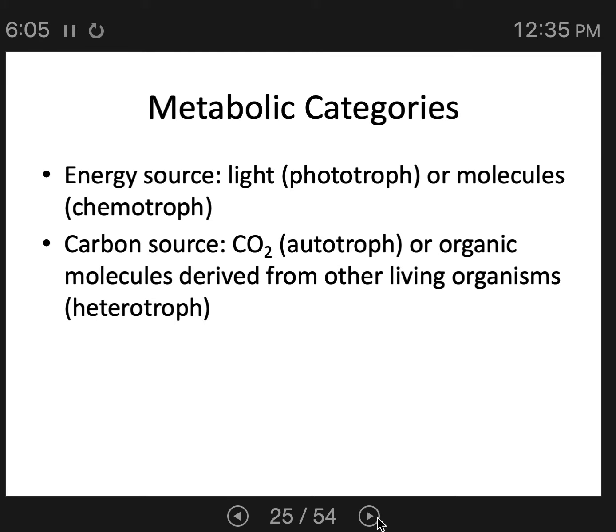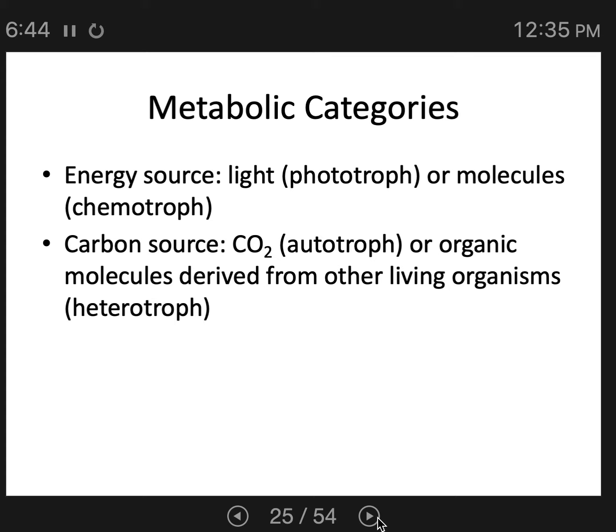It usually requires the direction of a living thing, because living things have the ability to harness energy from the environment and direct it towards the production of high energy molecules. So organic molecules almost exclusively come from other living things. And so we call organisms that get their carbon from organic molecules heterotrophs. Hetero means other. So heterotrophs have to eat other living things. Sometimes they eat decaying material from a once living thing, but they rely on the fact that there are living things around to produce these organic molecules.